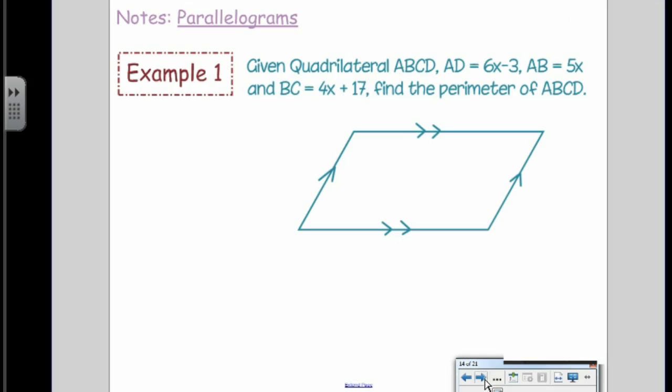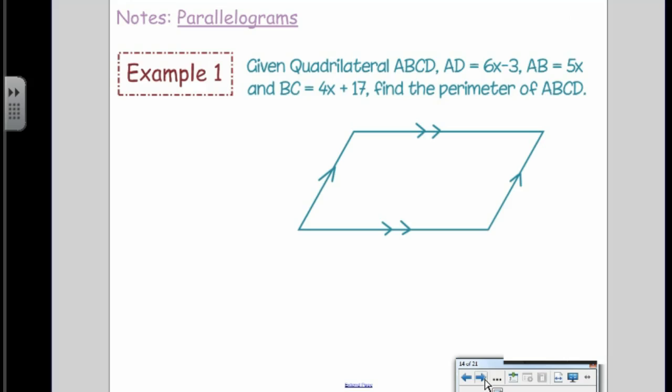So, write this down in your notes or draw a picture somewhere on scratch paper. Given quadrilateral ABCD, AD is 6x minus 3, AB is 5x, BC is 4x plus 17. Find the perimeter. Okay, so if we label our picture, first of all, this is very important. When you label a quadrilateral, you need to label it circularly. You can go clockwise, you can go counterclockwise. I don't care which way you go, but you can never jump across your shape when you are labeling it.